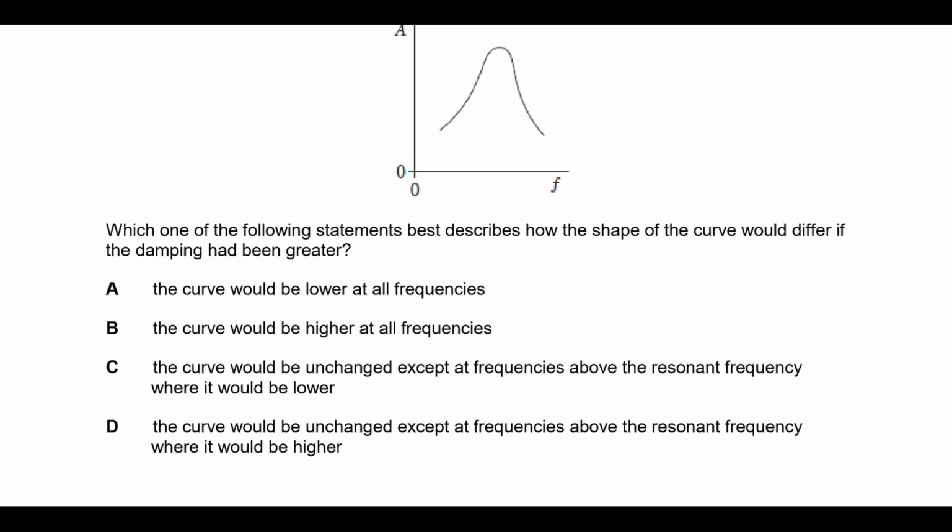What best describes what would happen to the shape of the curve if damping had been greater? Damping causes the amplitude at all points to be lower, so it would look like this. So what we're looking at is answer A. If you increase damping, the amplitude is certainly not going to be greater, so we can get rid of that one. It affects all of the graph, not just certain sections, so those two are wrong, so it definitely was A.